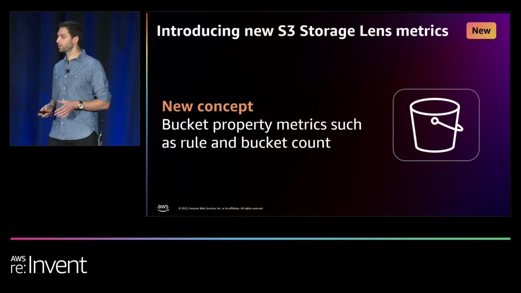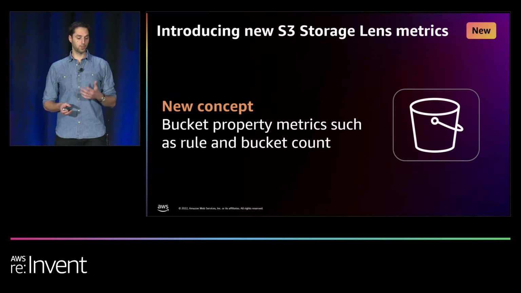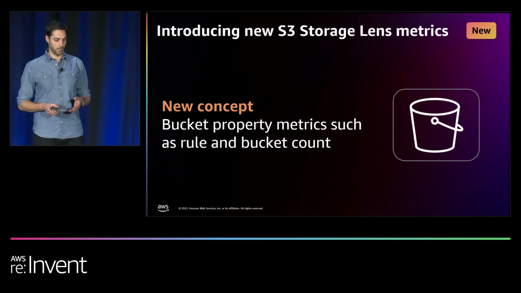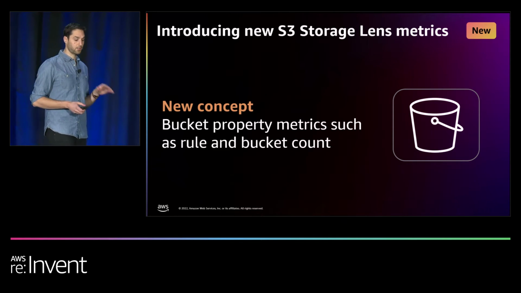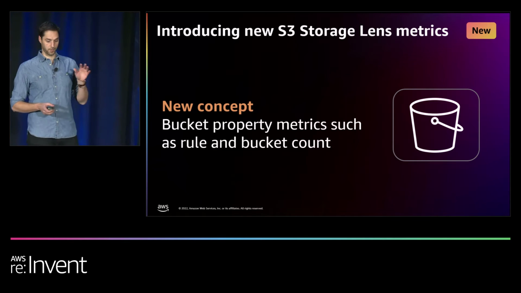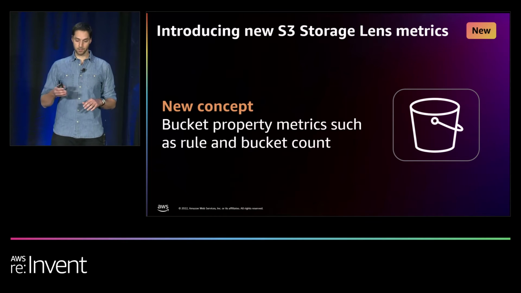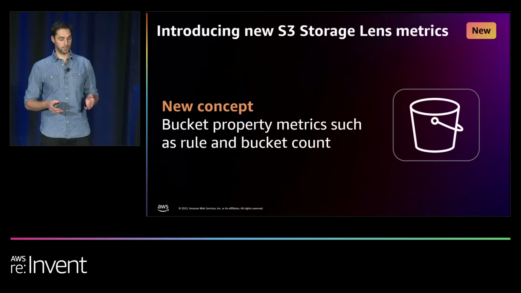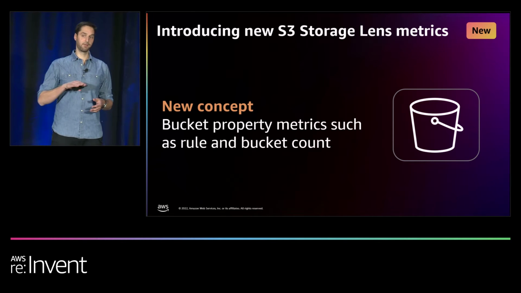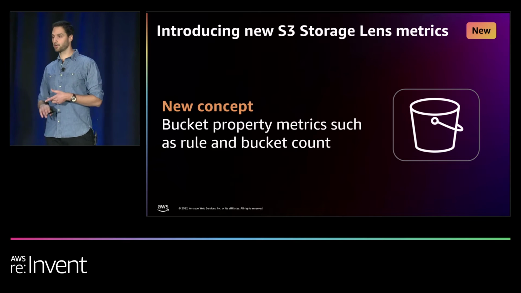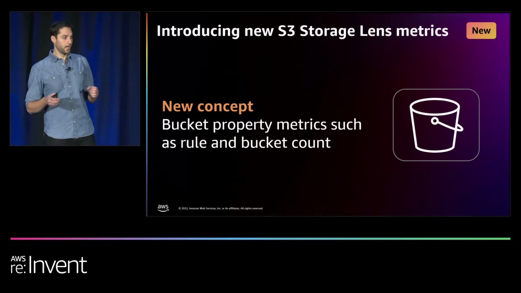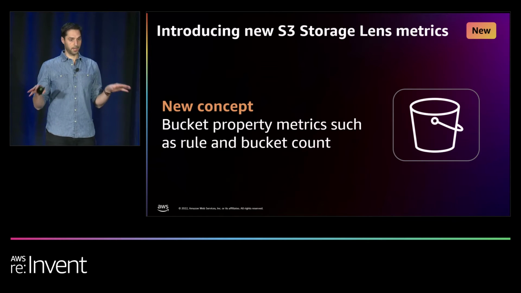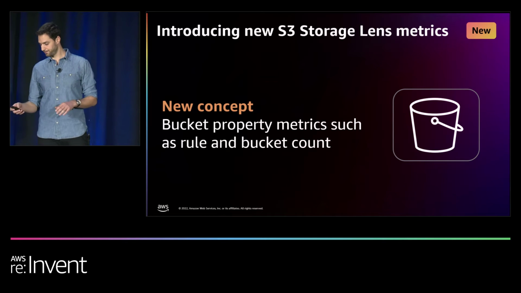With this launch, we not only introduced new metrics, but we also introduced a new concept for metrics, and these are the bucket properties metrics. These are metrics that are based on bucket-level configurations. For example, you can now track the number of lifecycle configurations or replication rules per bucket, or some other specific bucket-level settings like versioning, multi-factor authentication, or KMS encryption that are enabled on your bucket. This is really useful when you want to audit your bucket-level configurations on all of your buckets across the organization.